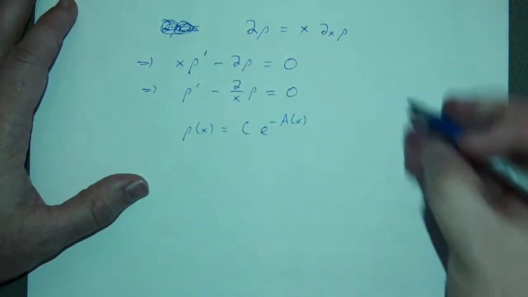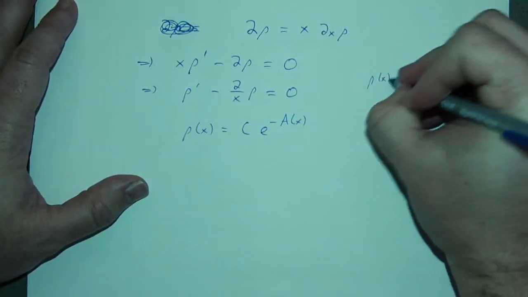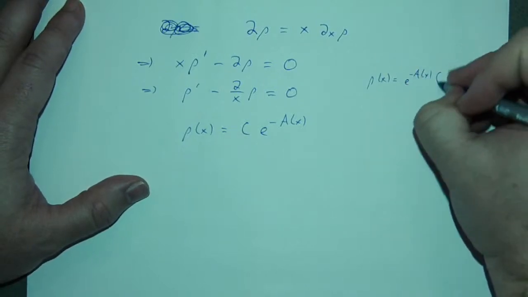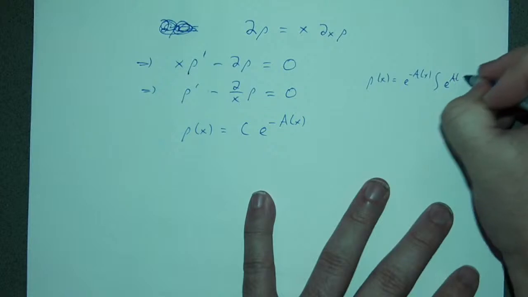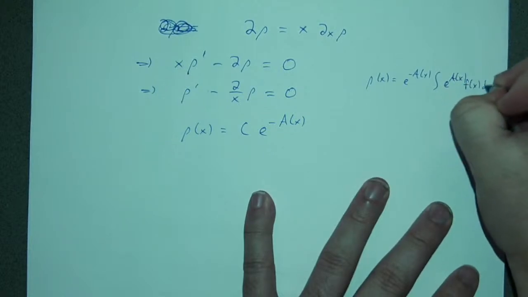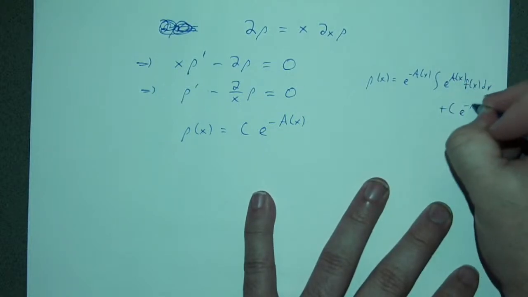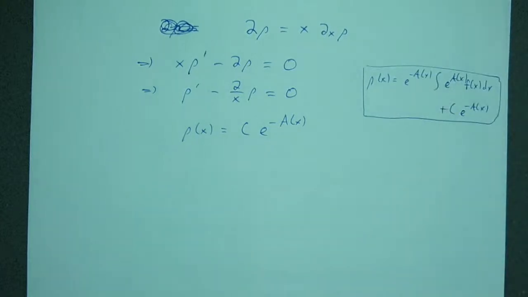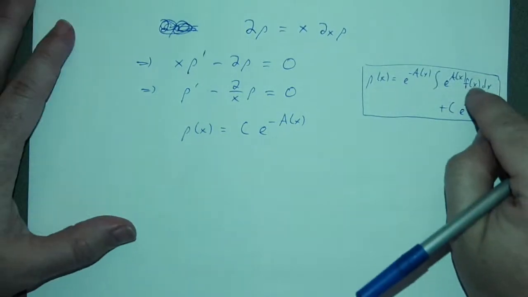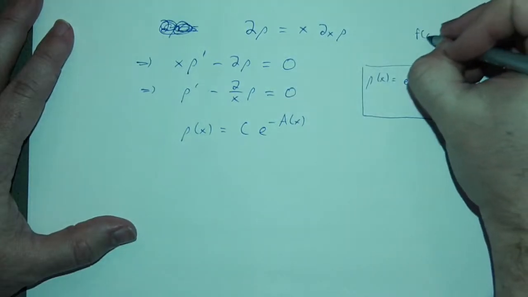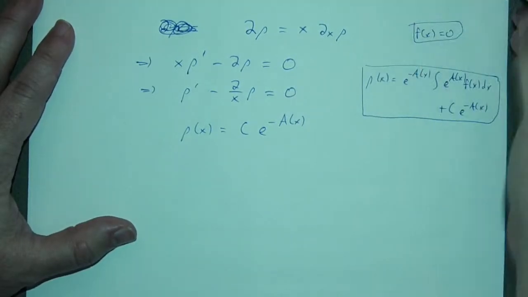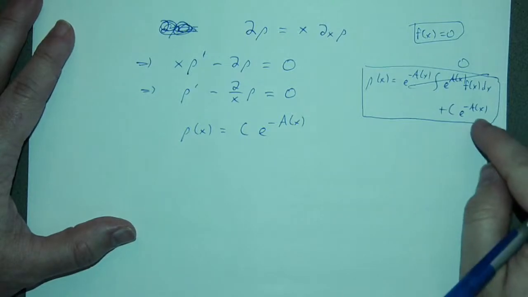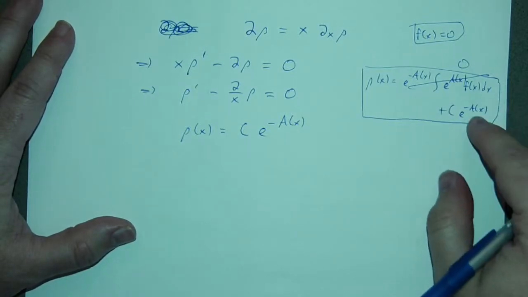And so, here's my completely general recipe: e to the minus big A of x times the integral of e to the big A of x f of x dx, plus c times e to the minus big A of x. This is my complete recipe for a first order linear equation. In this case, little f of x is 0, so this term is 0. C times e to the minus big A of x, what is that?